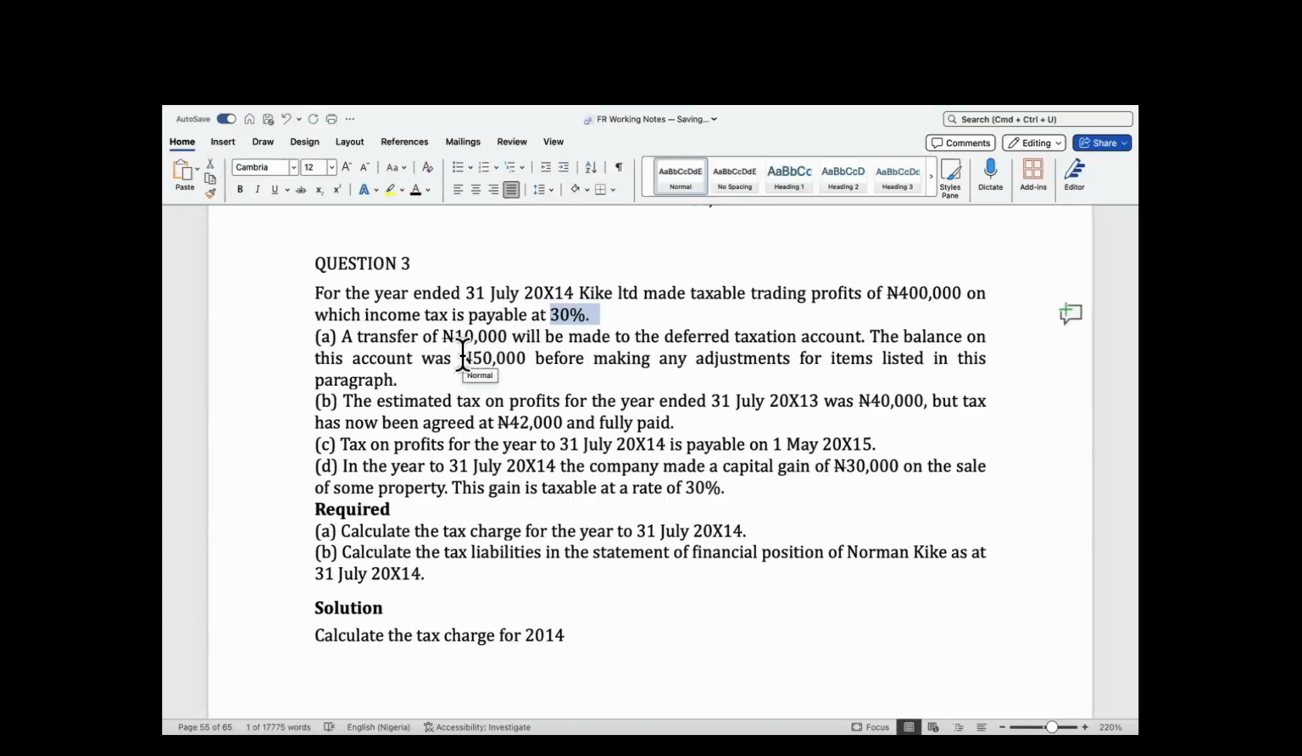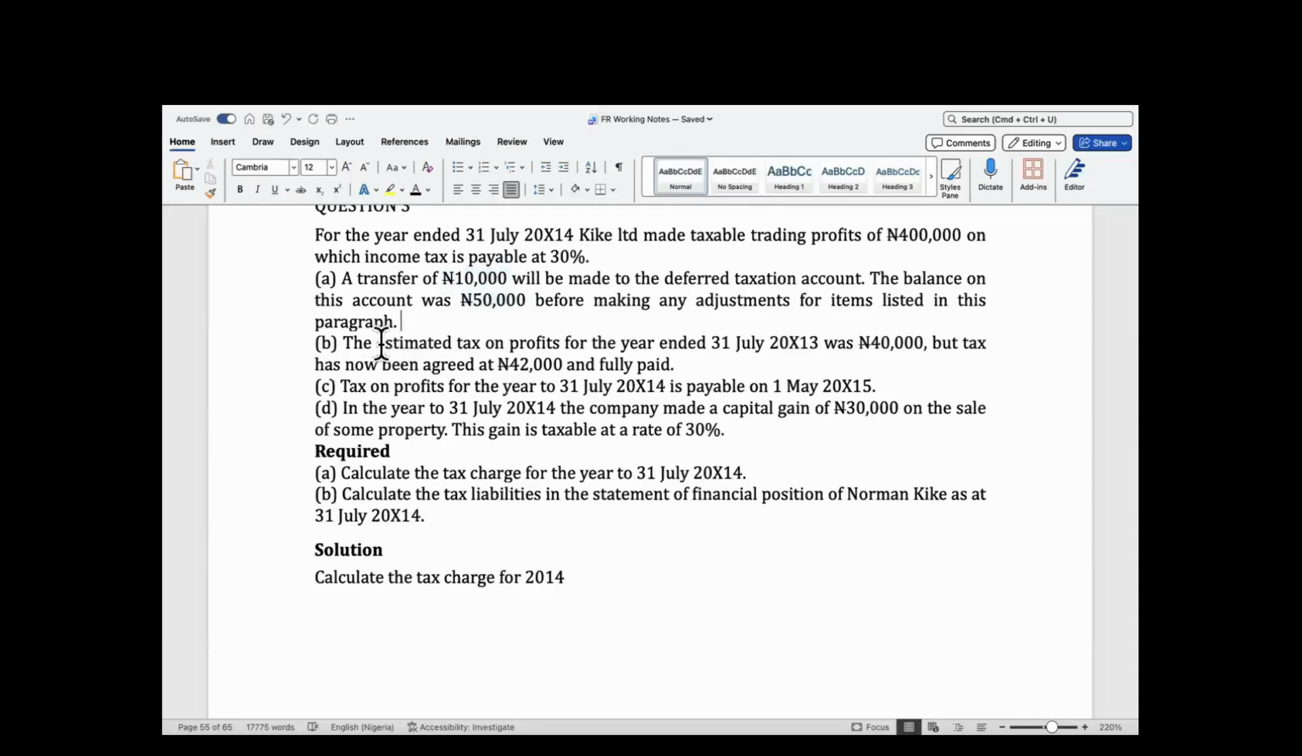The balance on this account was 50,000 before making an adjustment for items listed in this paragraph. So this is a deferred tax where the opening was 50,000 and we are making a transfer of 10,000 to it. This is the additional for the year that we are debiting to P&L and crediting the liability with. So 10,000 goes to P&L in income tax, and the liability increases to 60,000.